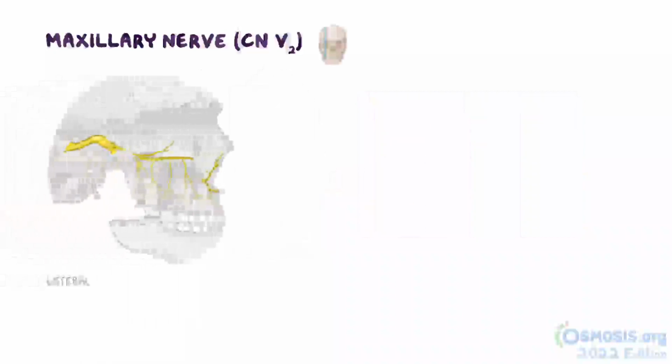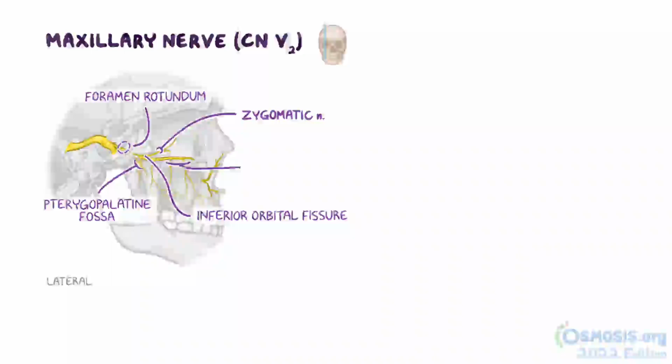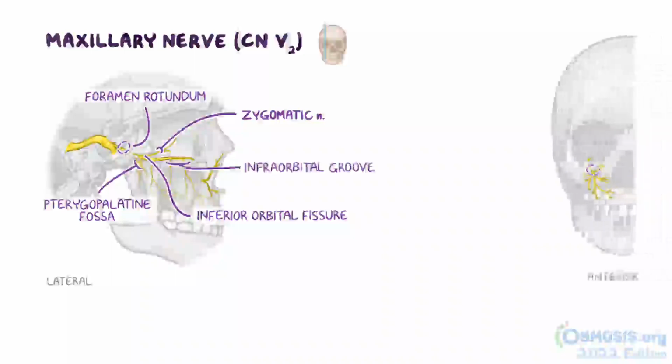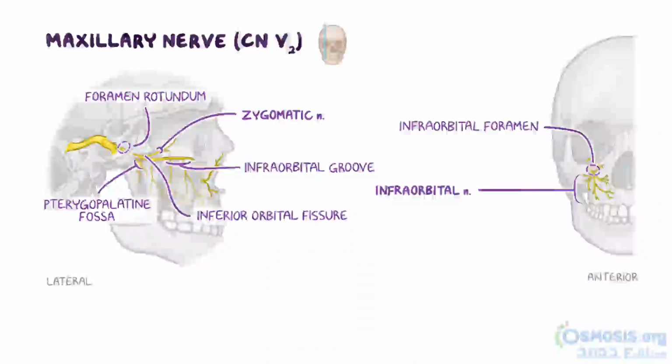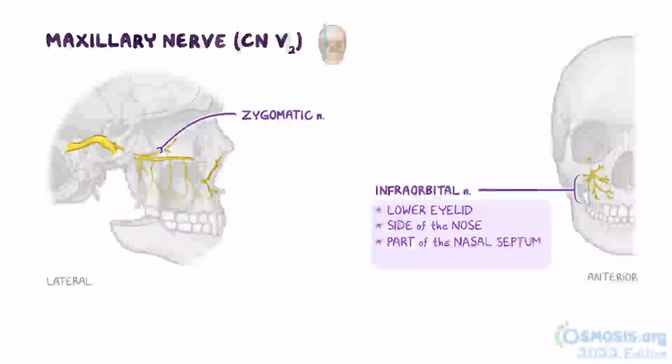It travels anteriorly from the trigeminal ganglion, leaves the skull through the foramen rotundum in the sphenoid bone, and enters the pterygopalatine fossa. It then passes through the inferior orbital fissure to enter the orbit, where it gives off the zygomatic nerve. The maxillary nerve continues on and travels within the infraorbital groove and exits the orbit through the infraorbital foramen as the infraorbital nerve. It supplies sensory innervation to the skin of the lower eyelid, the side of the nose, part of the nasal septum, the cheek, and the upper lip.